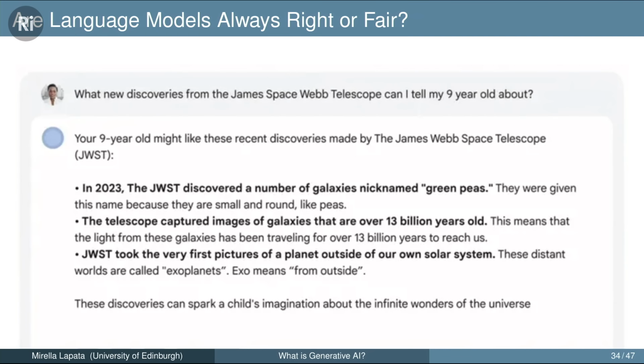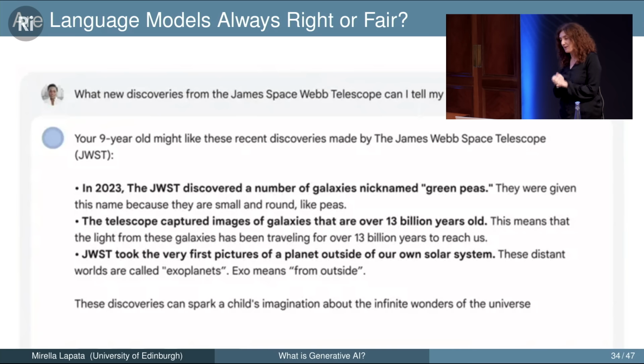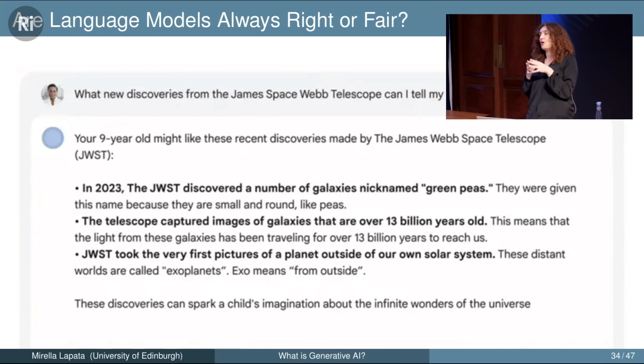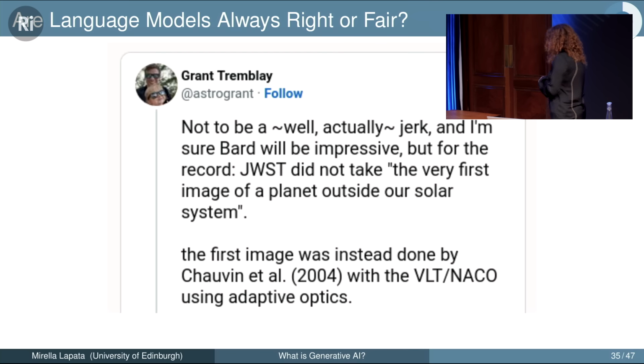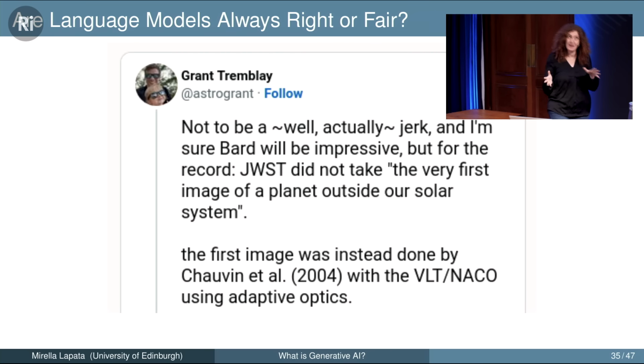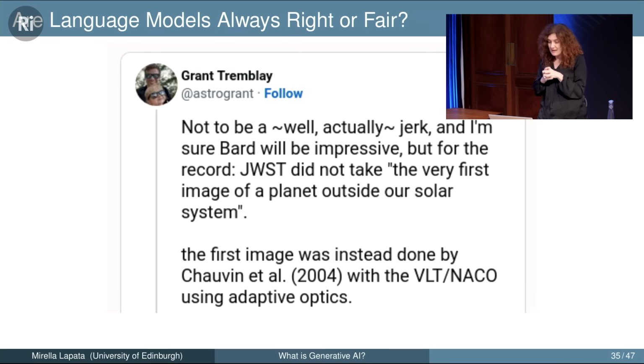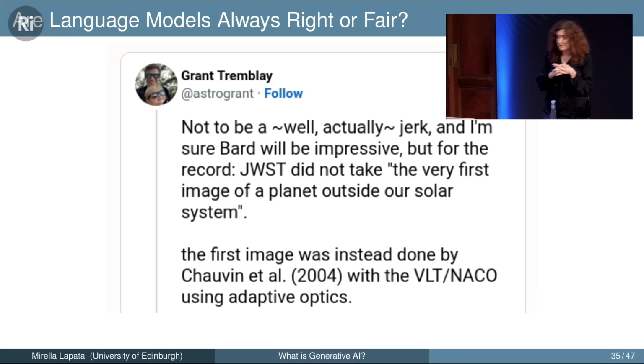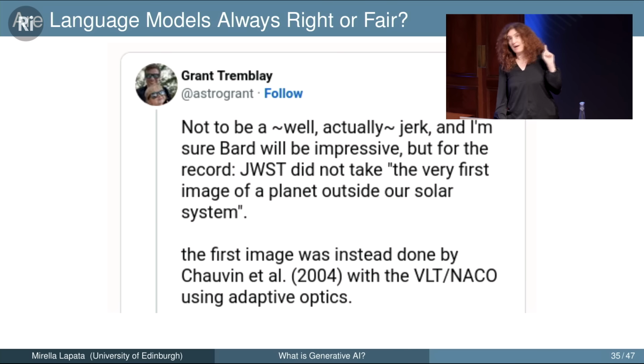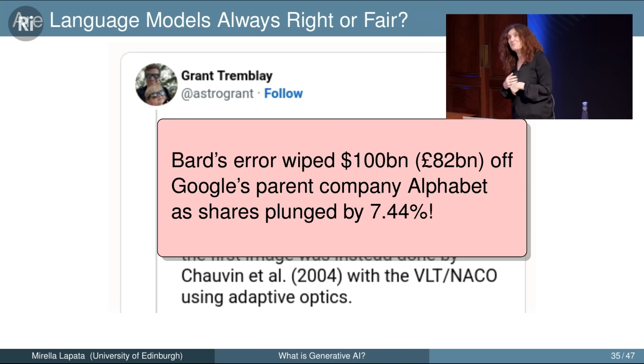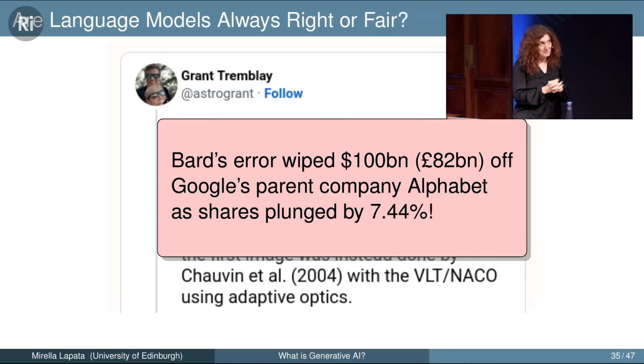For example, this is famous. Google showcased a model called Bard, and they released this tweet, asking Bard, "What new discoveries from the James Webb Space Telescope can I tell my 9-year-old about?" And it spit out 3 things. Amongst them, it said that this telescope took the very first picture of a planet outside of our own solar system. And here comes Grant Tremblay, an astrophysicist, a serious guy, and he said, "I'm really sorry, I'm sure Bard is amazing, but it did not take the first image of a planet outside our solar system. It was done by these other people in 2004." And what happened with this is that this error wiped $100 billion off Google's company Alphabet. Okay?